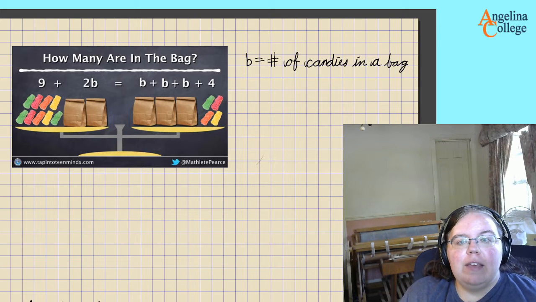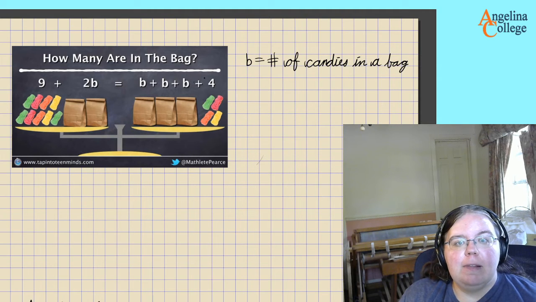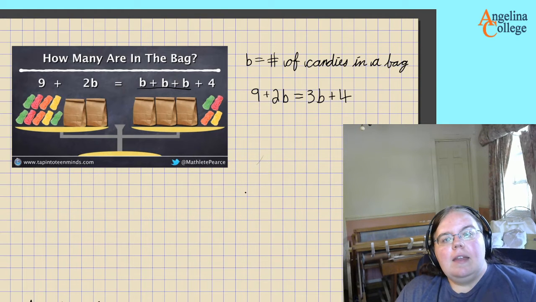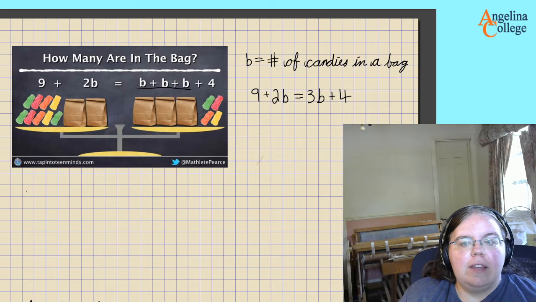And what we have here is, on a balance beam, something that gives us a meaning for the equation 9 plus 2b equals b plus b plus b plus 4. So let's see how we can work with this to find out how many we have in each. Well, one thing is we could rewrite this b plus b plus b as 3b. So we could, without changing really anything to do with the value, write it as 9 plus 2b equals 3b plus 4.